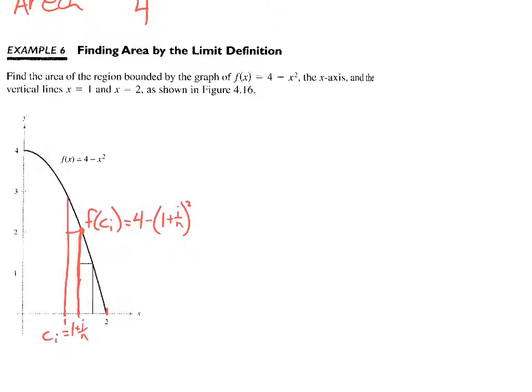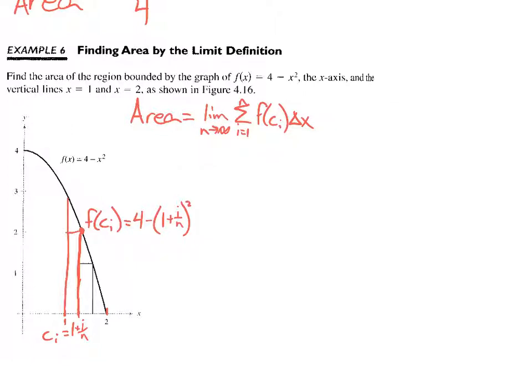All right, so now we've laid the groundwork for this. Let's start with our definition and build up to where we're actually going to use this. Okay, so the area is the limit as n approaches infinity of the sum from i equals 1 to n of f of c sub i times delta x. Now we already figured out what f of c sub i is. I need to figure out what delta x is.